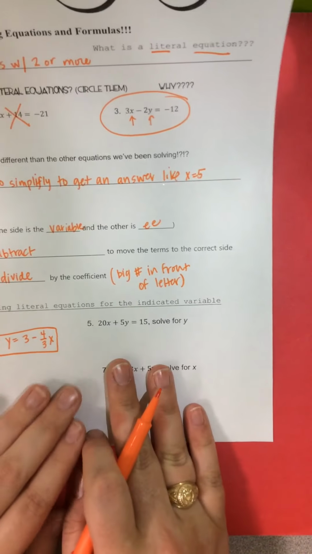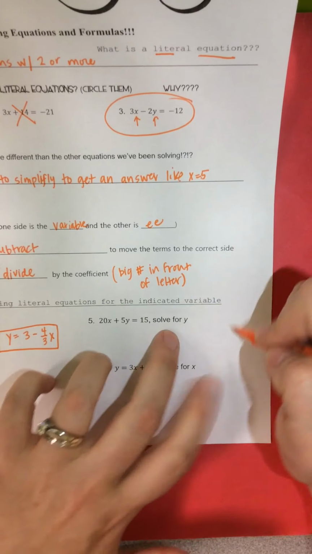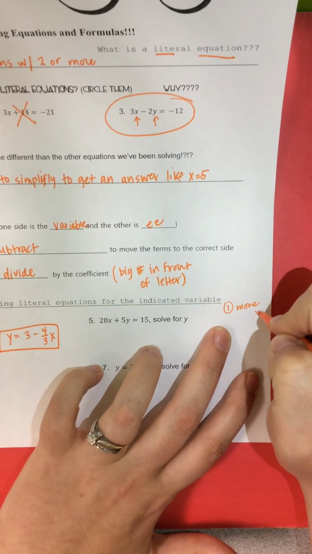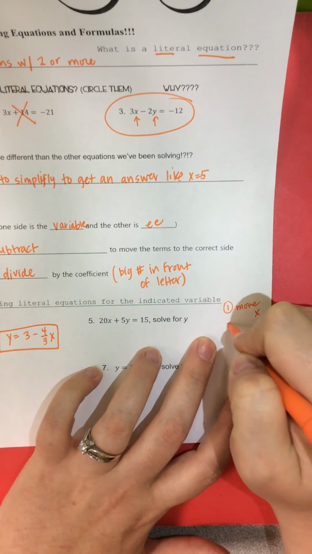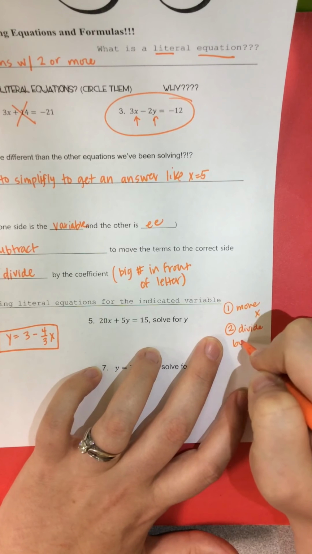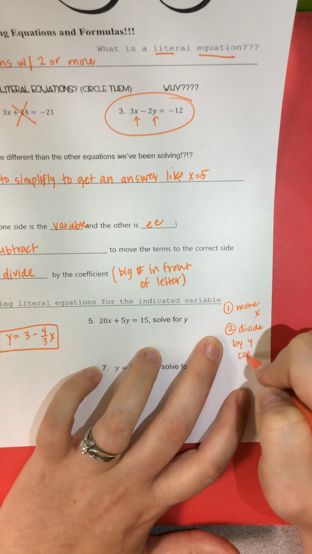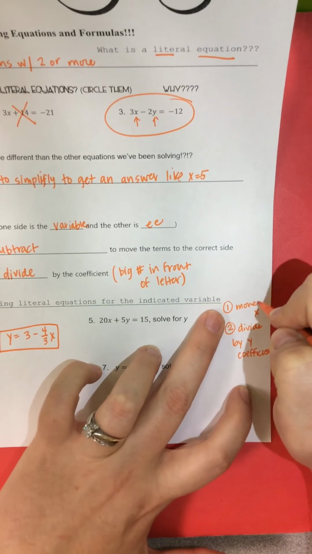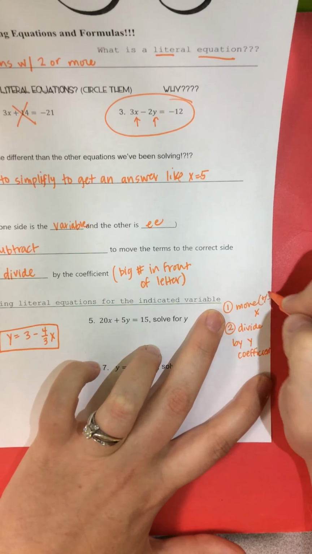Let's look at this next one. We're going to write out our steps. Number 1, move x. Number 2, divide by y coefficient. And when I say move, that means we're either going to add or subtract.